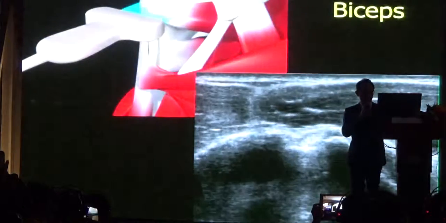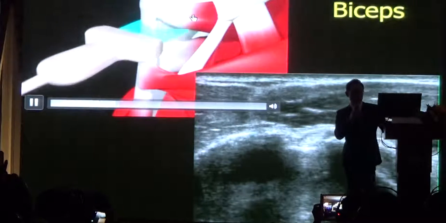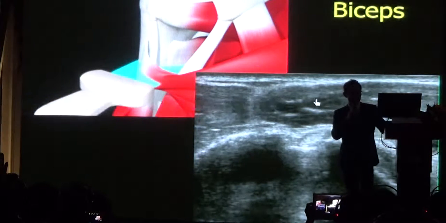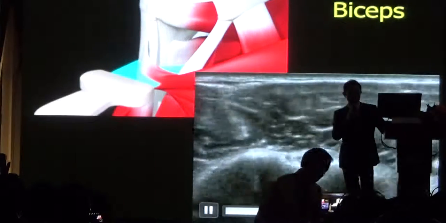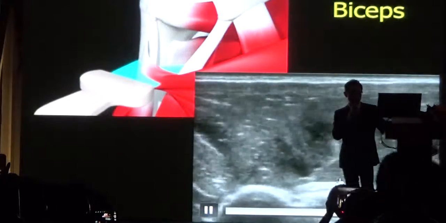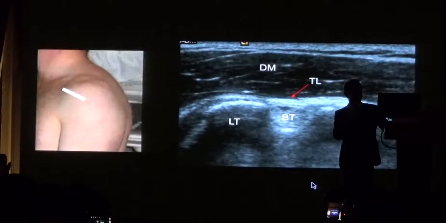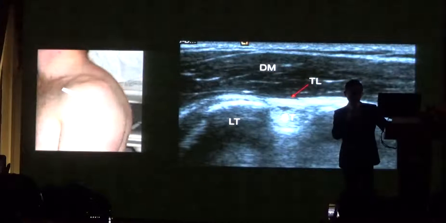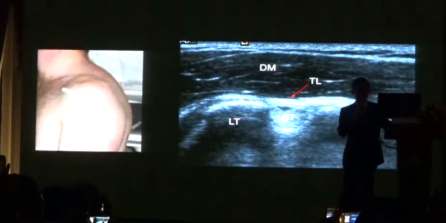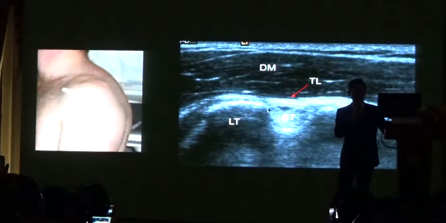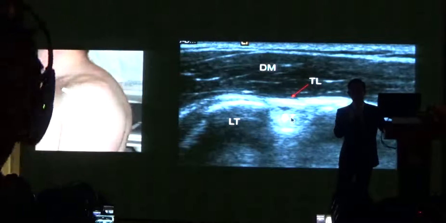So with the long head of biceps, we scan in the transverse orientation, which gives us an appearance that you can see on the ultrasound image here. And we're looking at the echogenic structure of the long head of biceps. We see that the long head of biceps is kept within the groove by the transverse ligament, with the greater tuberosity on one side and the lesser tuberosity on the other side. And it's important that we can see this structure as an echogenic structure.